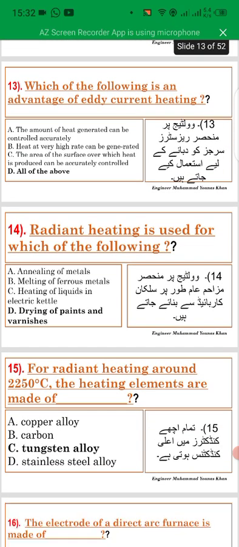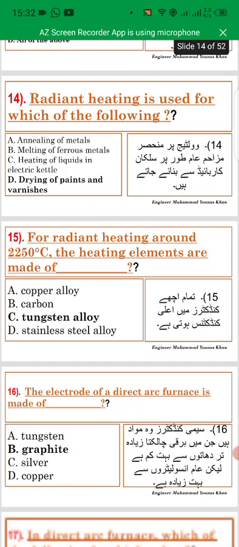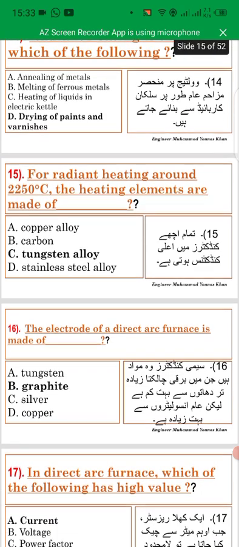Which of the following is an advantage of eddy current in heating? The amount of heat generated can be controlled accurately. Heat at very high rate can be generated. The area of the surface over which heat is produced can be accurately controlled. All of the above. Radiant heating is used for which of the following? Drying of paints and varnishes.